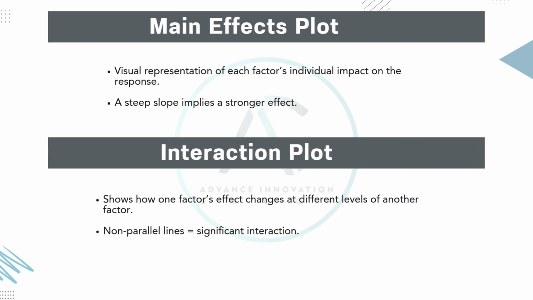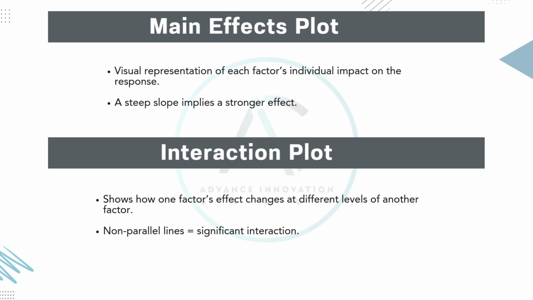Let's start with the main effects plot. This plot visually shows the individual impact of each factor on the response variable. When you see a steep slope in this plot, it means that the factor has a strong effect on the outcome. A flat line, on the other hand, suggests little to no effect.